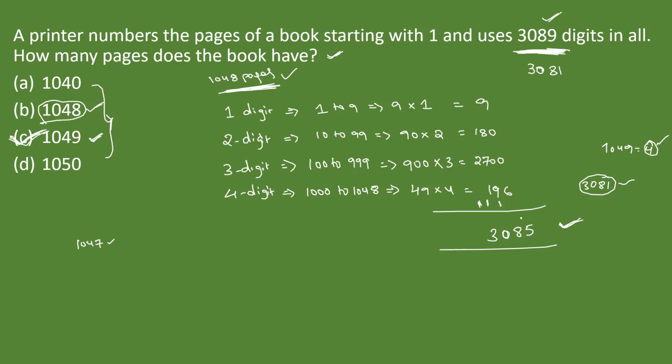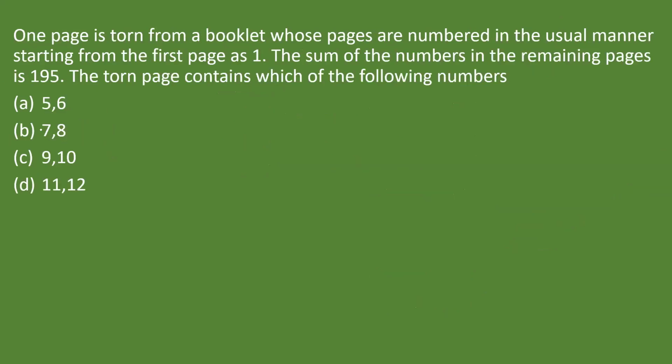1049. For 1048 pages, we use 3085 digits; now 3089 digits means we will use 1049 pages, right? Only one 4-digit number is in excess. So that is the reason our answer becomes 1049. Right? Now, next we will move to the next question.